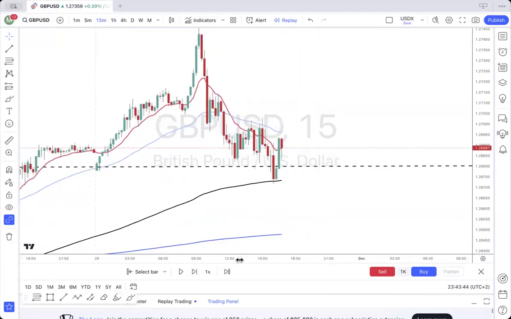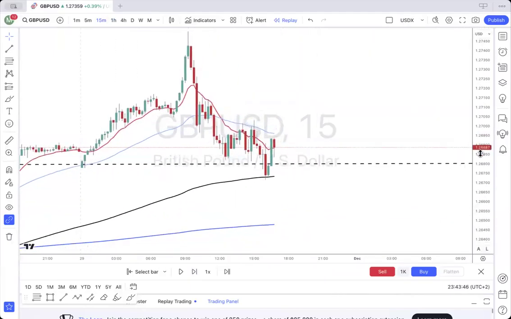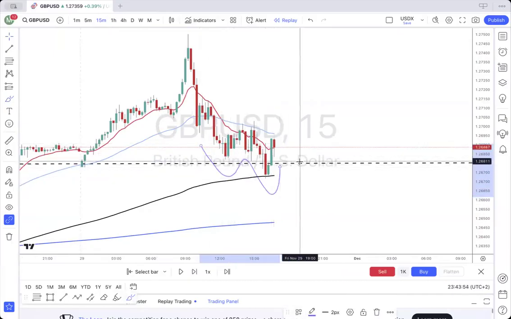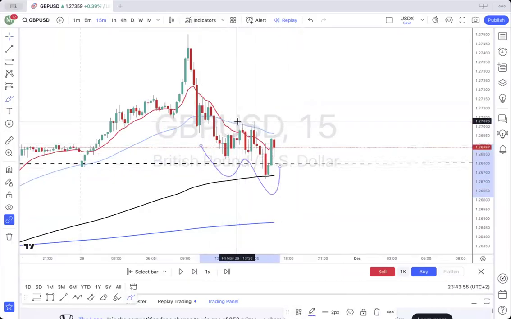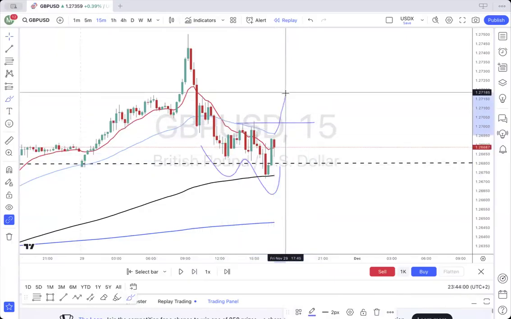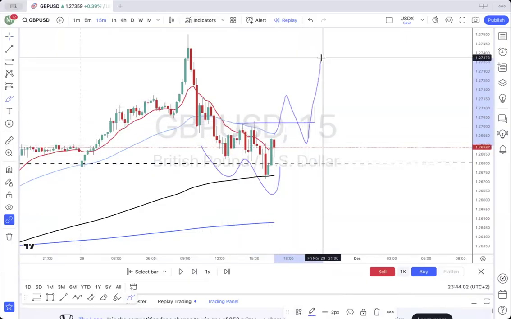15 minutes time frame. Yes, 15 minutes time frame. So that is my setup. I can see a W there, all right? But I want us to take out these highs. I want us to take out the highs, then I can look for buys.